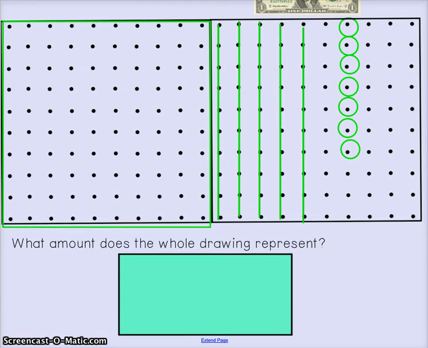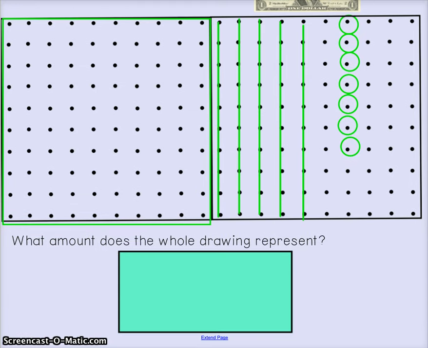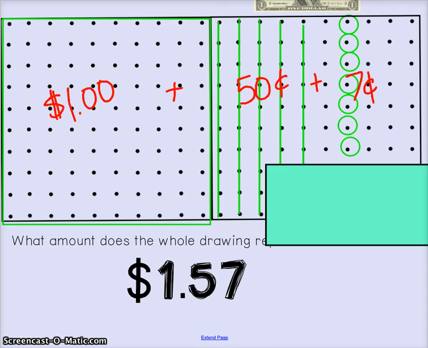So, if we're looking at this, what amount does the whole drawing represent? Well, I know right away that this is $1 because they just told us that. So I'm going to write that, and then I'm just going to write a plus here because it's kind of like expanded form. So $1 plus, well, each stick is 10 cents. So 1, 2, 3, 4, 5, 50 cents. And then plus 1, 2, 3, 4, 5, 6, 7 cents. So to me that looks like $1.57. There we go. That's some real world application for you.